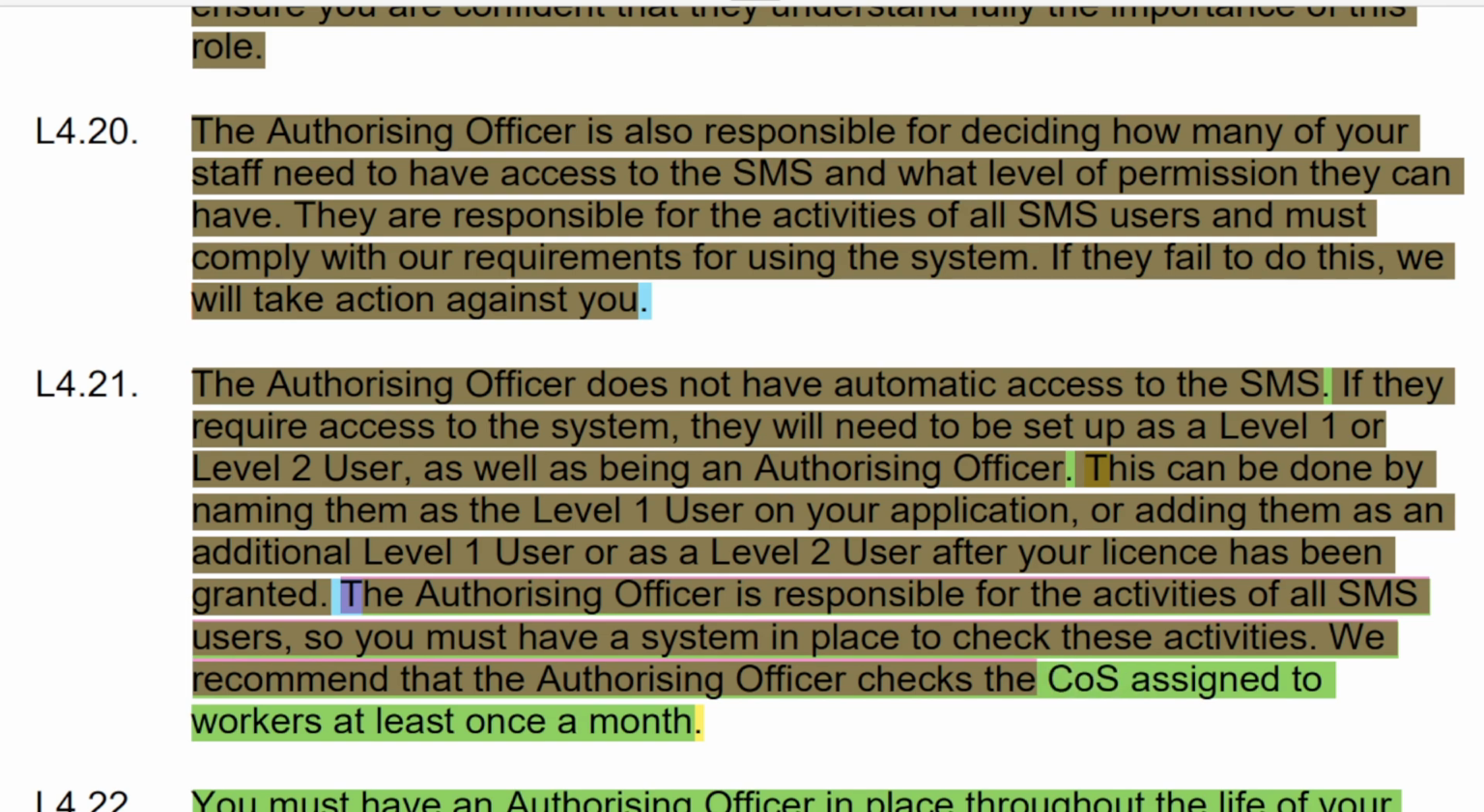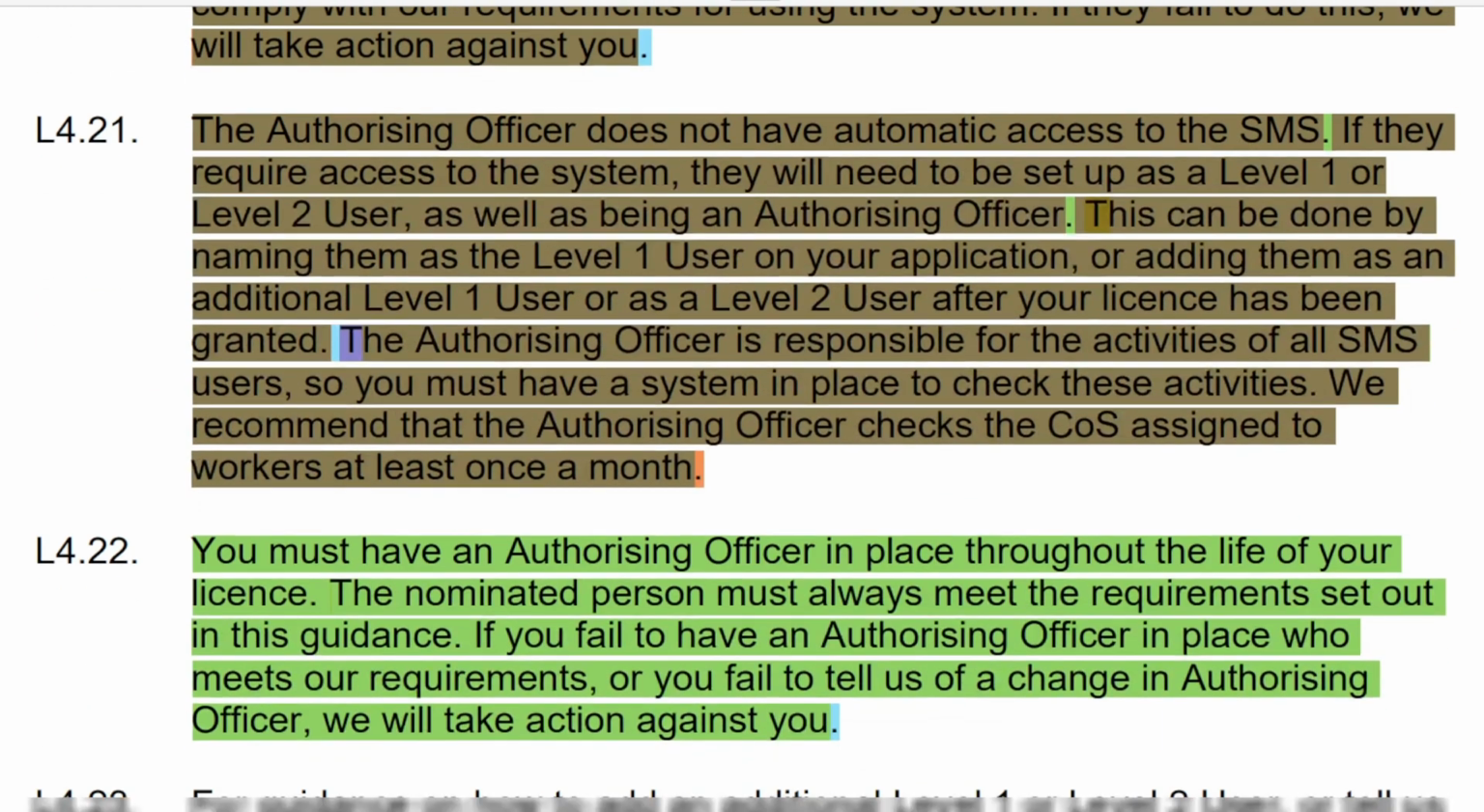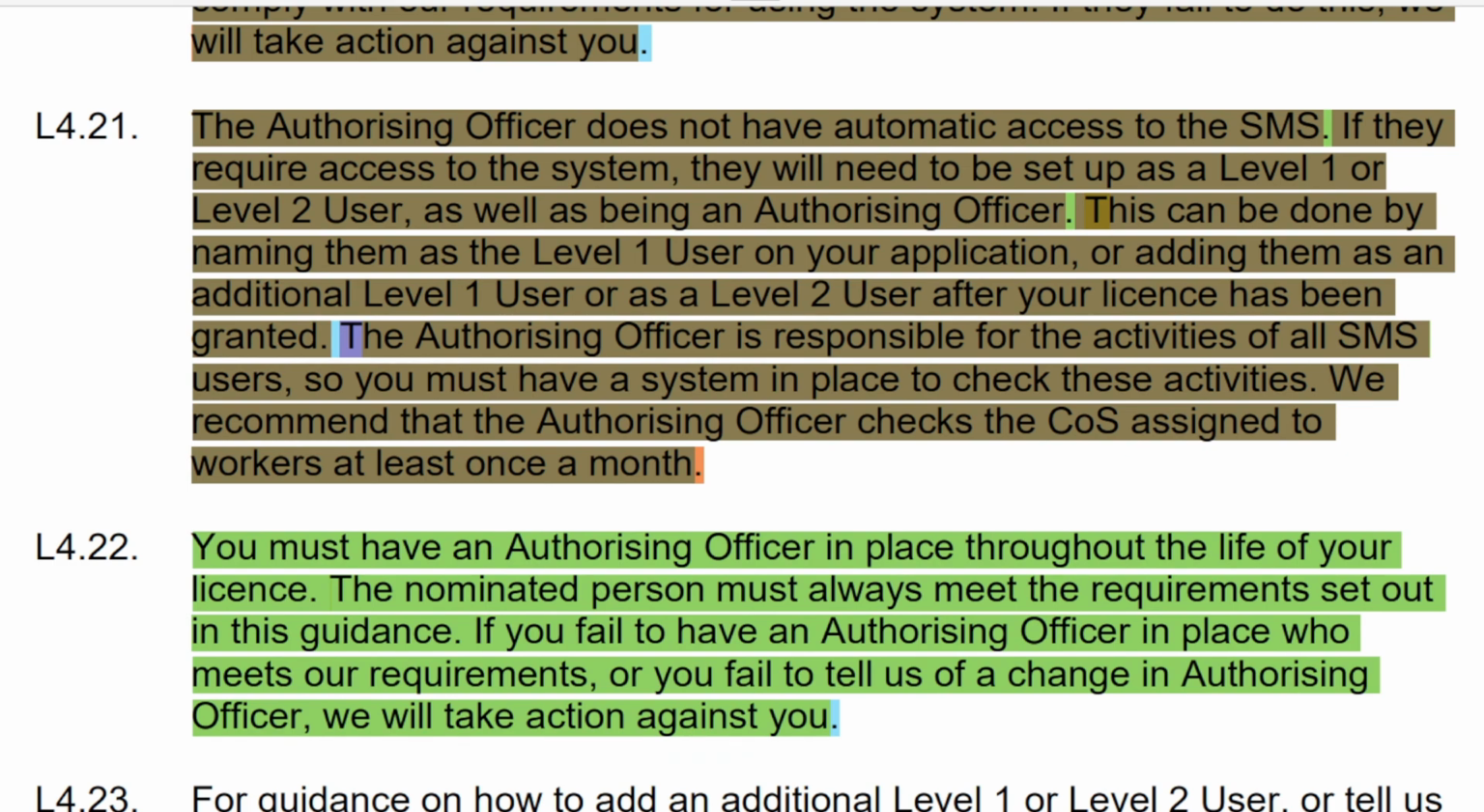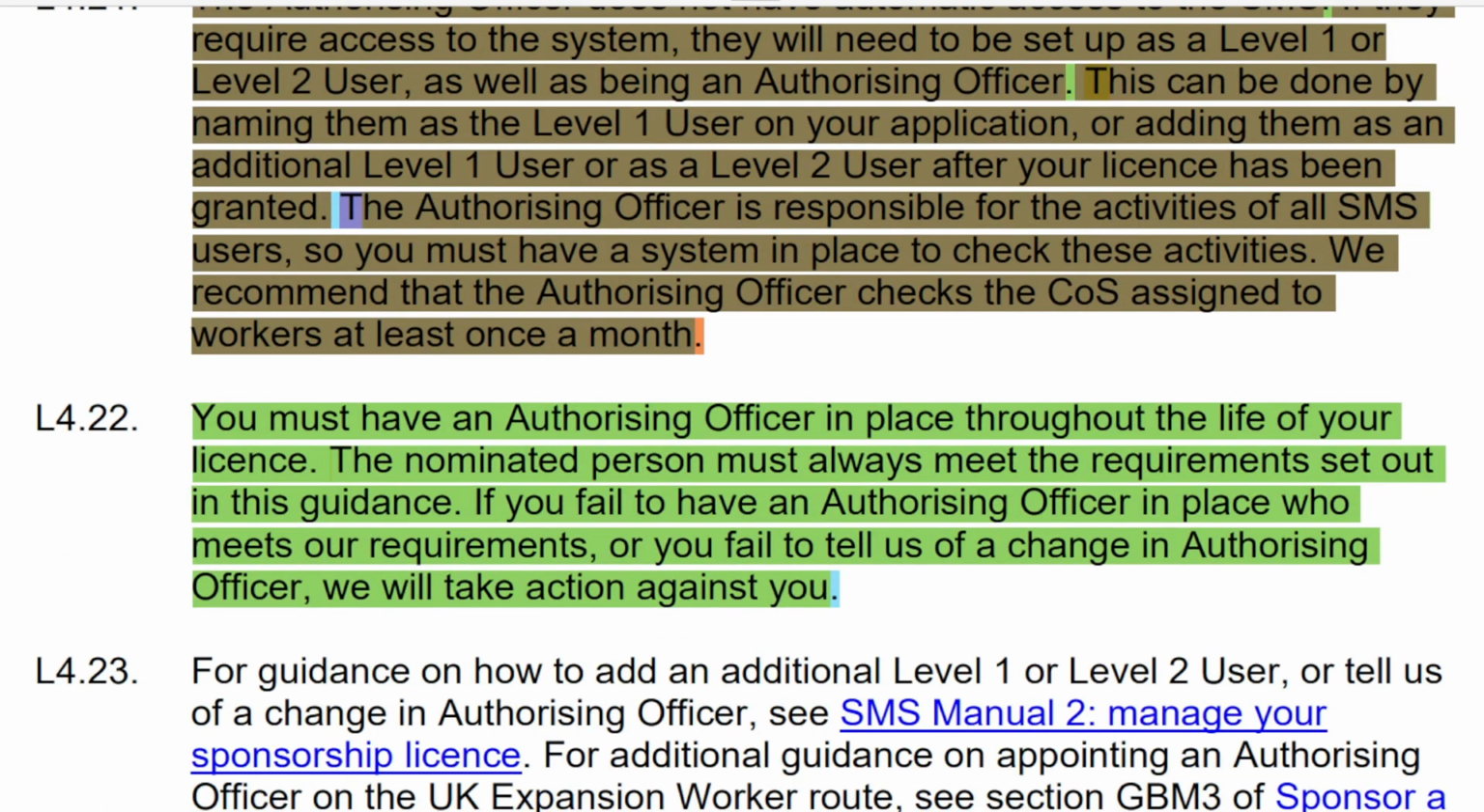We recommend that authorizing officers check the certificate of sponsorship assigned to workers at least once a month. So the Home Office says the authorizing officer must check the certificate of sponsorship assigned to workers at least once a month. So they need to go back to the SMS level 1 user. First of all, the authorizing officer needs to assign them as a level 1 user, and then they need to check the SMS system once a month.